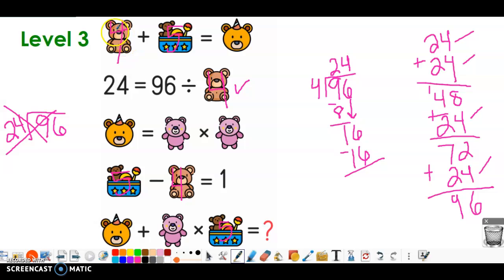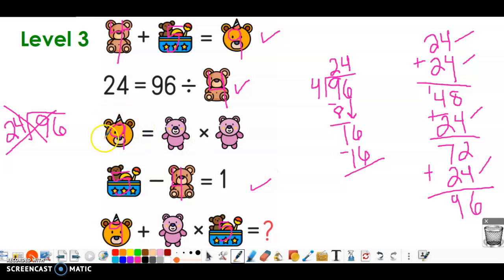All right, here we go. 4 plus 5 equals 9. So Party Hat Bear equals 9. So we can put a 9 here and we can put a 9 here. All right, that line is a check. That line is a check.